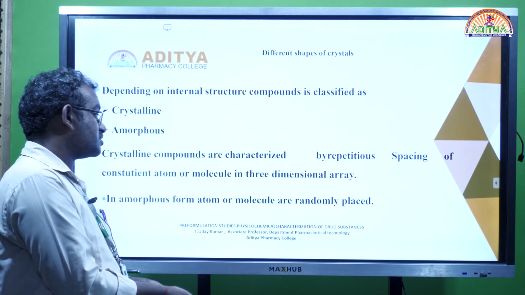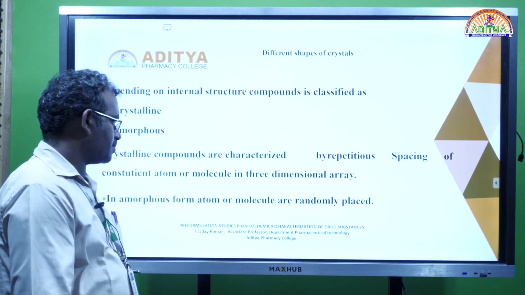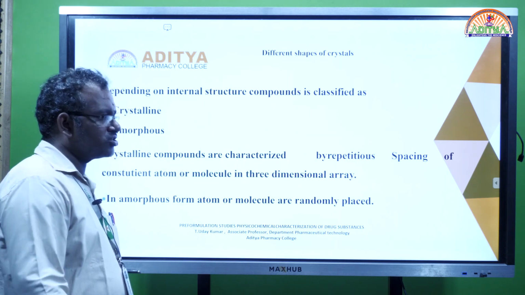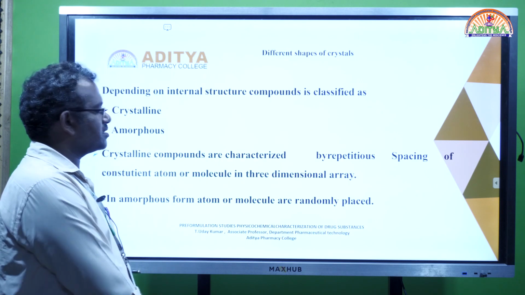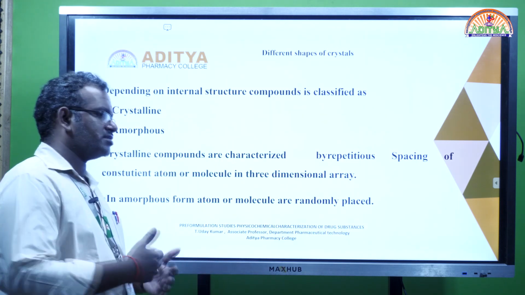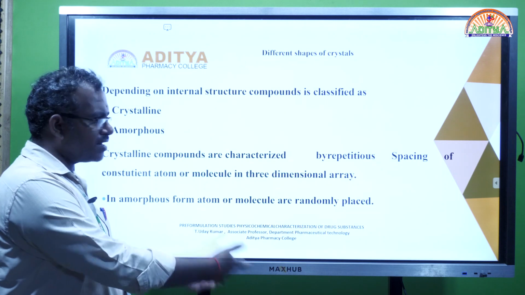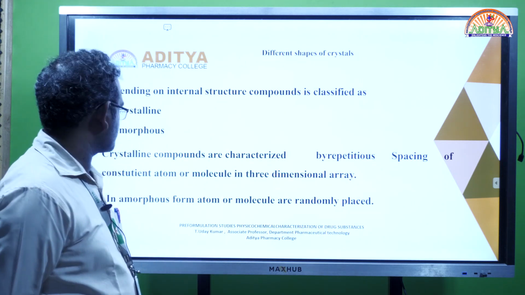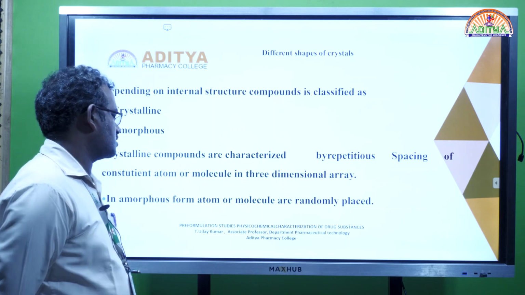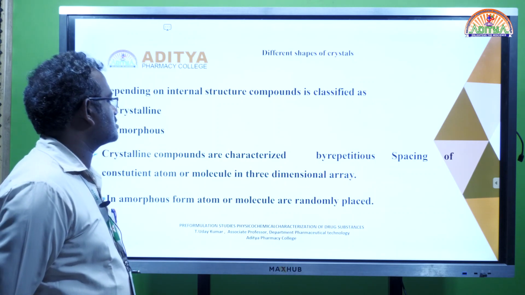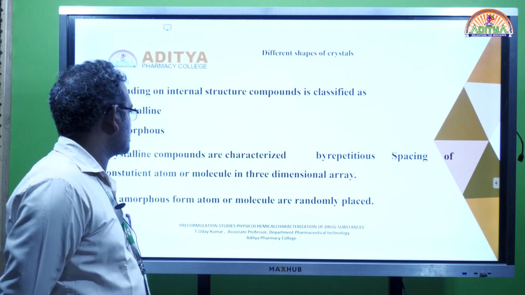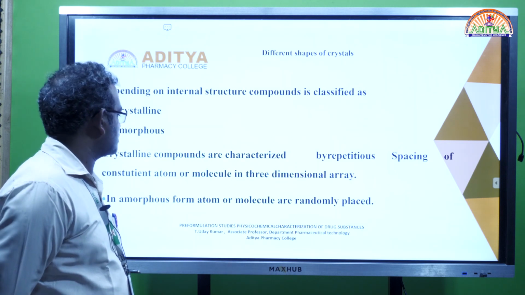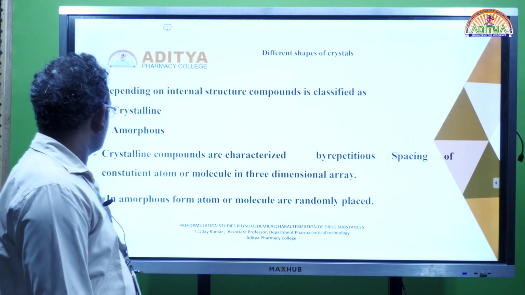Whereas in the amorphous form, the molecules are going to be placed randomly, very randomly, zigzag. Whereas in crystalline, they are going to be placed orderly. Understand? That is the reason I already said, depending on internal structure, compounds are classified as crystalline and amorphous. Crystalline compounds are characterized by repetitive spacing of a constituent atom or molecule in a three-dimensional array. In the amorphous form, atoms or molecules are randomly placed.